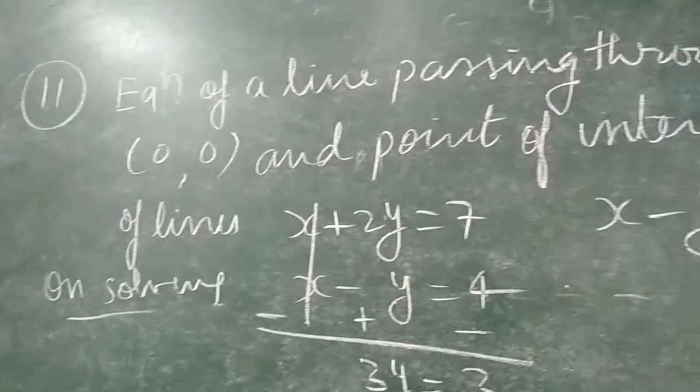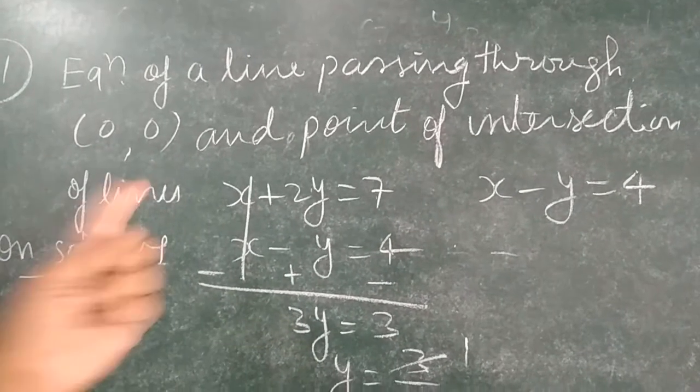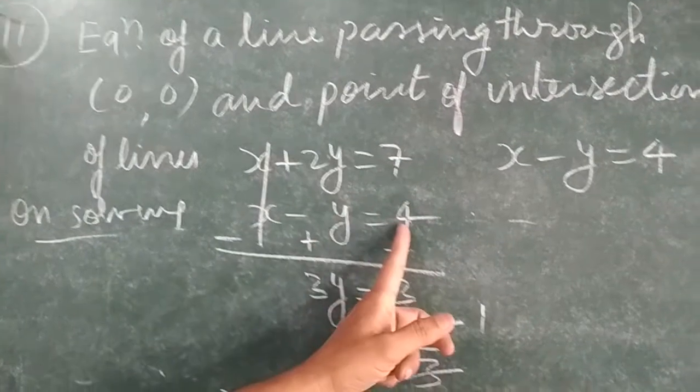You are given the equation of a line passing through (0, 0) and the point of intersection of the two given lines. The two given lines are x plus 2y equals 7, x minus y equals 4.